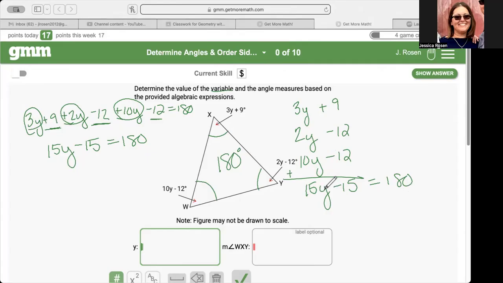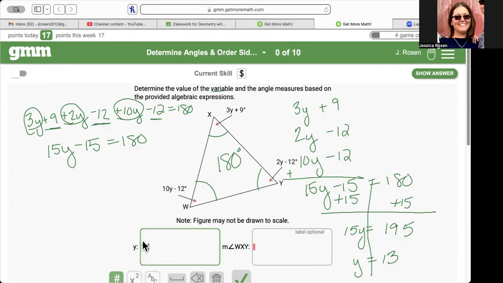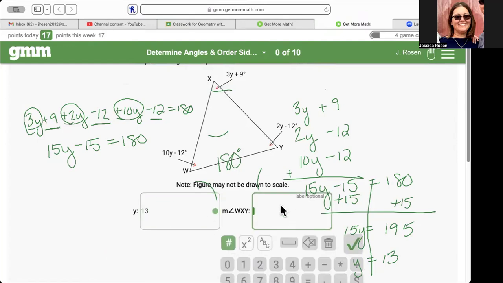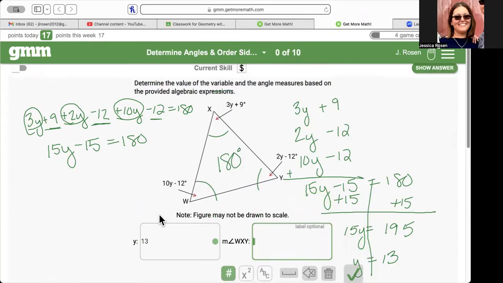So to solve that, we have to get y by itself. So we're going to have to add 15 to both sides of the equation. So it's the addition property of equality. Again, I'm just going to use my calculator so I don't make any mistakes. It gets me 195. And then I'm going to divide by 15, and that gets us y equals 13, right? So y is going to equal 13, and it's going to make you type that in first, I believe. Yes, and then it'll move you to the second one. You can't move to the second one until you get the variable first.